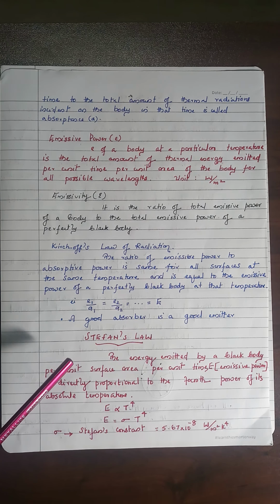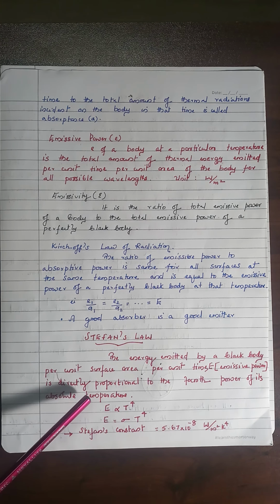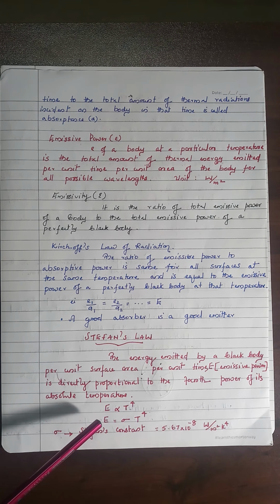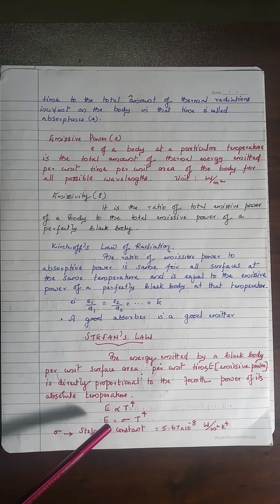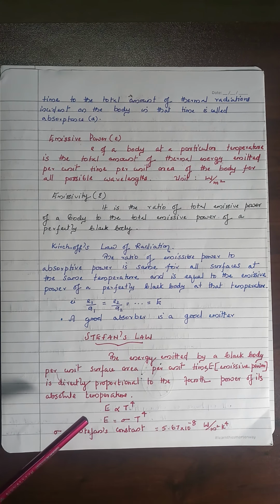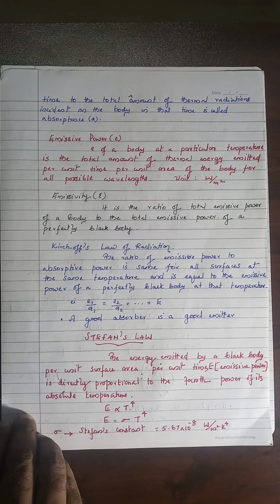This next one, Stefan's law. The energy emitted by a black body per unit surface area per unit time is directly proportional to the fourth power of its absolute temperature. Then we can remove the proportionality by multiplying with a constant that is called Stefan's constant, which takes the value 5.67 into 10 raised to minus 8 watt per meter square Kelvin raised to 4. A very, very important law.